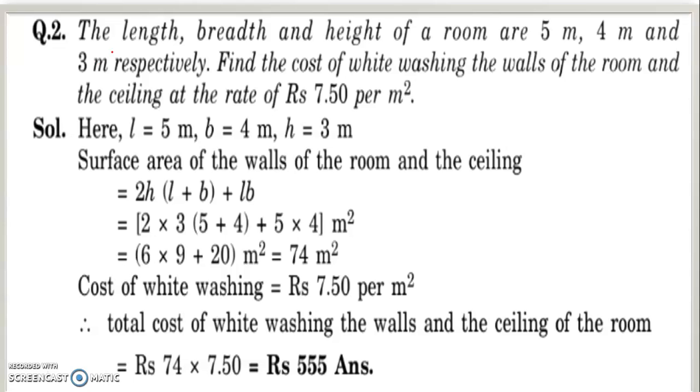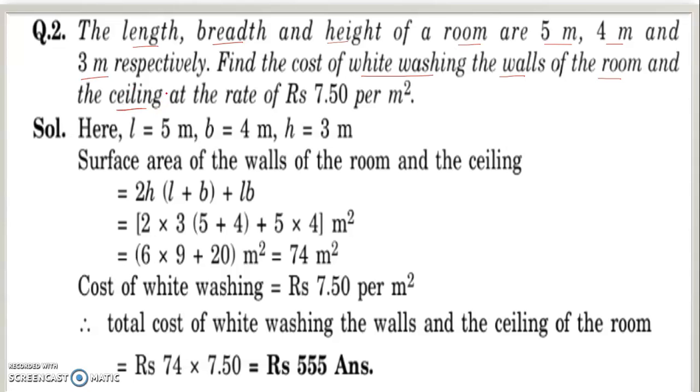Question number 2. The length, breadth and height of a room are given, 5 meter, 4 meter and 3 meter respectively. So this is L, B, H. The question is saying find the cost of whitewashing the walls of the room and the ceiling. Everybody knows what a ceiling is. You must be knowing ceiling fan, so this is where the ceiling fan is kept. Ceiling is the top. At the rate of rupees 7.5 per meter square.